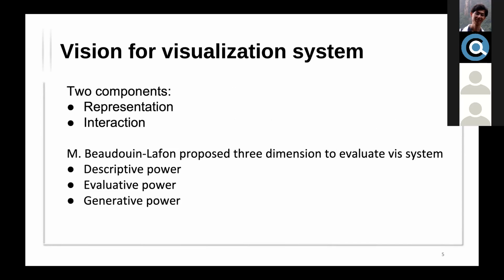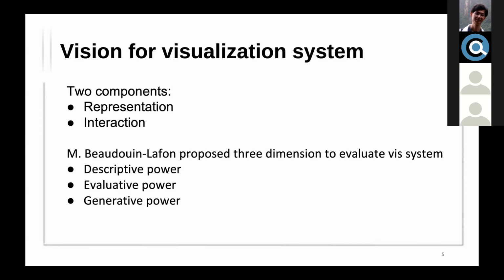So their vision for the visualization system, which I think is beneficial for our work as well, is that the visualization system needs to consist of two components. One is representation, which means how data is mapped into a representation and then rendered. And the other is interaction, which means the dialogue between the user and the system as the users explore the data to find insight.